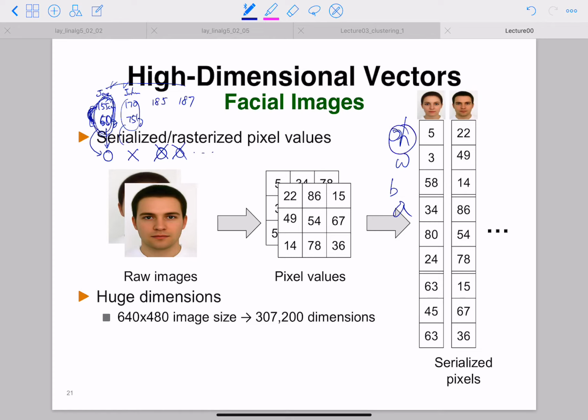So what is the height in this case, or the first dimension? What is the meaning of the first dimension? The first dimension is the pixel value at the top left, and the second dimension is the pixel value at the bottom, middle left, okay. So each dimension has a particular meaning.